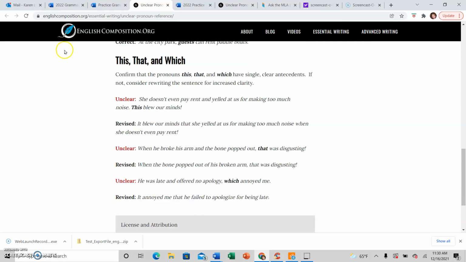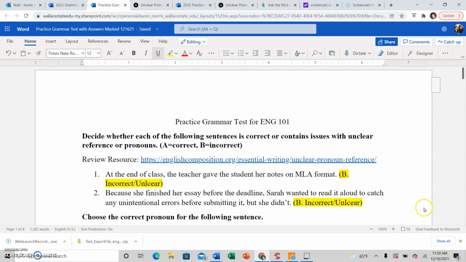But let's head back to our practice test. So we looked at why the first one was incorrect. The second one is also incorrect, has an unclear reference. Because she finished her essay before the deadline, Sarah wanted to read it aloud to catch any unintentional errors before submitting it, but she didn't. So in this case, we don't know if she didn't submit the essay or if she didn't reread the essay to find unintentional errors in the essay. So both of those are incorrect.